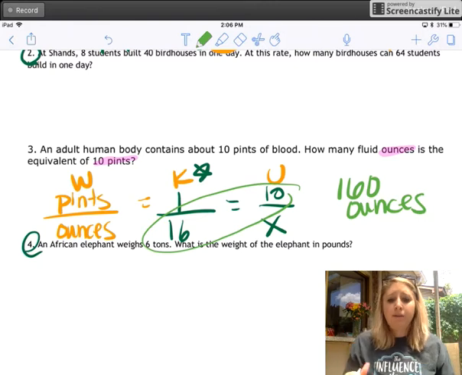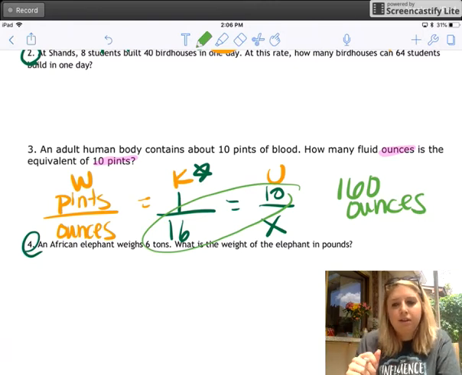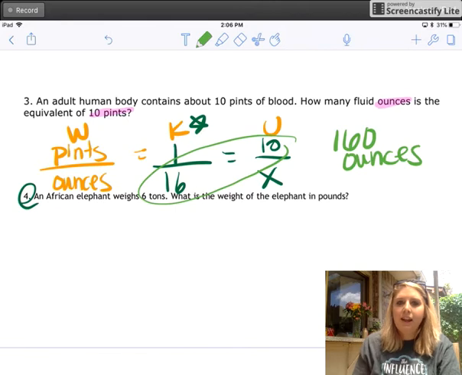Okay, hopefully that went well for you. I want you to do number 4 and then enter your answer into Edpuzzle. Good luck. Come back to me.